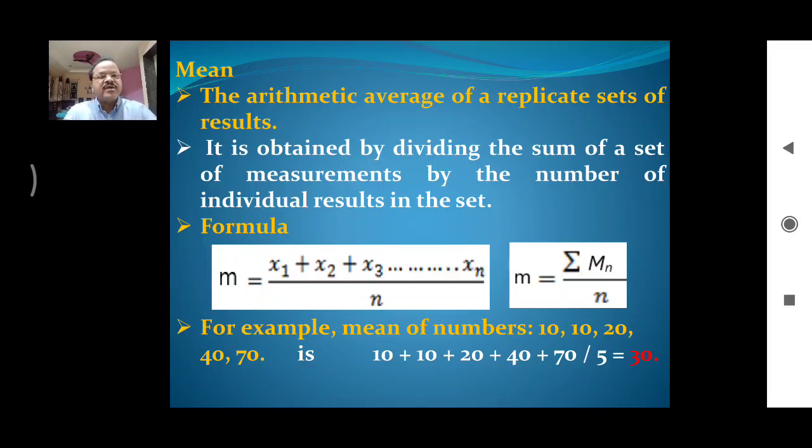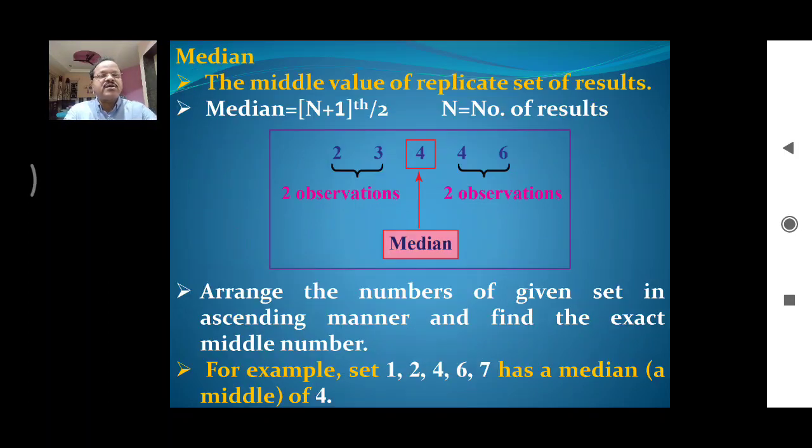Take 10, 10, 20, 40 and 70. 5 figures are there. So we have to find what is the mean of this: 10 plus 10 plus 20 plus 40 plus 70 divided by 5, and that comes to be 30, and that is the mean of these readings. Now the next term is median.